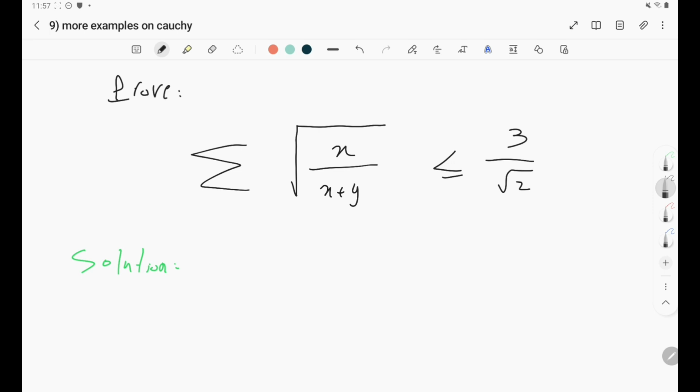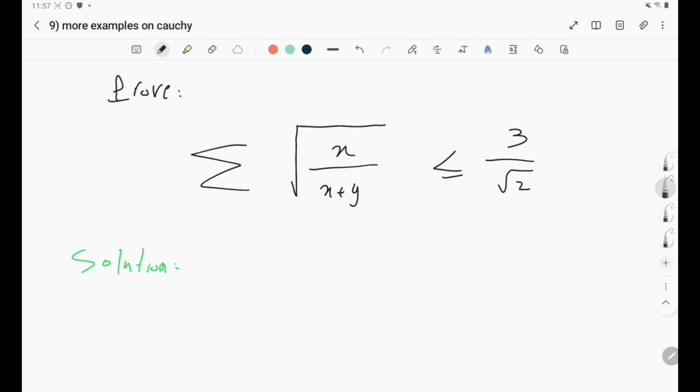Okay, as you can see here, of course it's homogeneous, we don't have any condition. We have a sum of roots of fractions. This thing is just less than 3 over root 2. So how can we handle this? How can we maximize the LHS? Of course, you should think about Cauchy in reverse here, because we have something like this, and we want to maximize it. So how exactly can we do that?